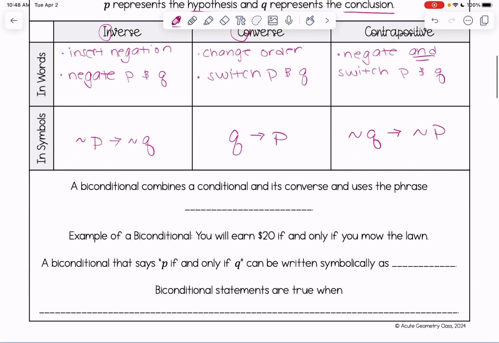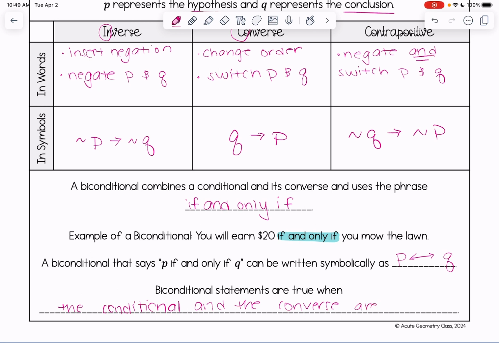Now there's also something called a biconditional. A biconditional combines a conditional and its converse and uses the phrase if and only if. So that would be the key phrase, the key words that you'd be looking for in order to identify a biconditional statement. So an example of a biconditional would be, you will earn $20 if and only if you mow the lawn. So we would have to see, again, this phrase, if and only if, in order for it to be a biconditional. A biconditional that says P if and only if Q, symbolically we would write as P, and then we are going to have an arrow that goes in both directions, Q. Biconditional statements are true when the conditional and the converse are both true.